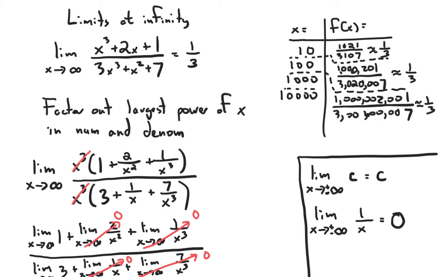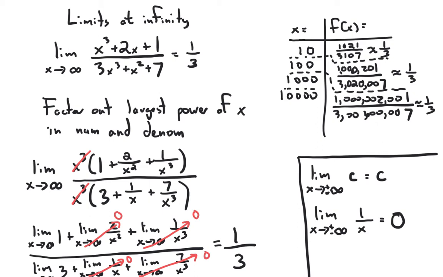So all we're left with is the limit as x approaches infinity of 1, which is 1, over the limit as x approaches infinity of 3, which is 3. So the limit here is 1/3. And we kind of developed a nice technique here to find these limits. We can just factor out that largest power of x in the numerator and denominator and find our limit.